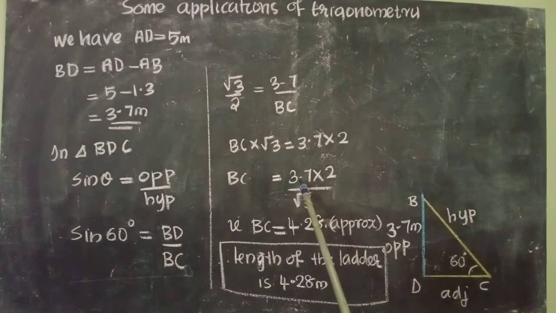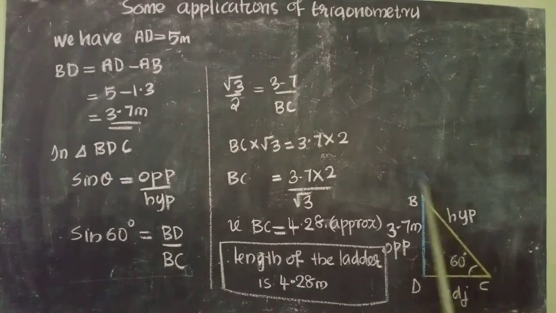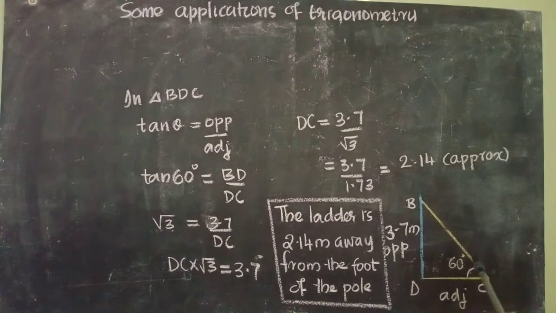In the question it is given, the value of root 3 equal to 1.73. So if we give root 3 equal to 1.73 and do the calculation, we get BC equal to 4.28 approximately. So BC is the length of the ladder. So we can conclude length of the ladder is 4.28 meter.